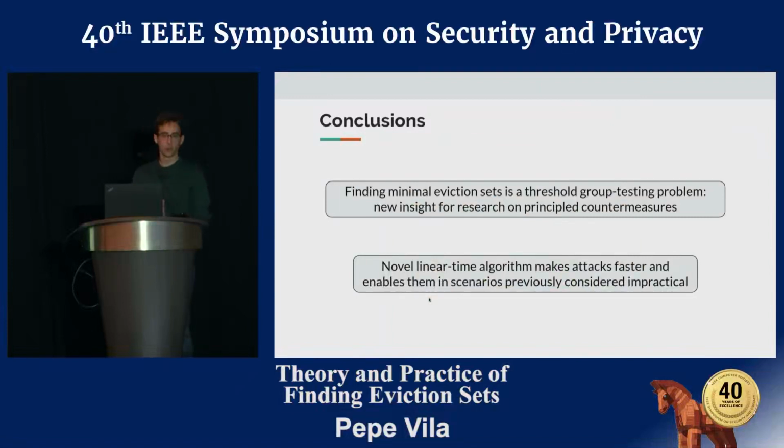So, as conclusions, some final remarks, and the most important one, I think, is that finding minimal eviction sets is a threshold group testing problem. And this provides an important insight for when we try to think about principled countermeasures. And also, there are some variations of threshold group testing that can be useful to improve even these algorithms even more.